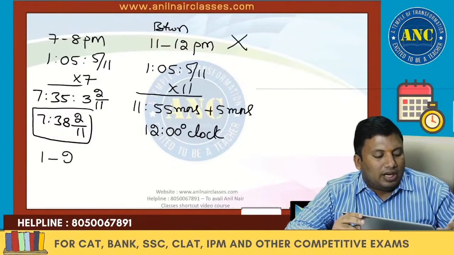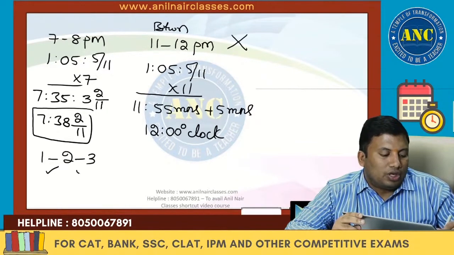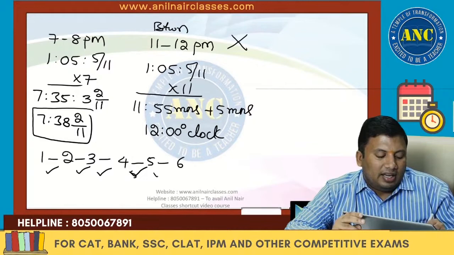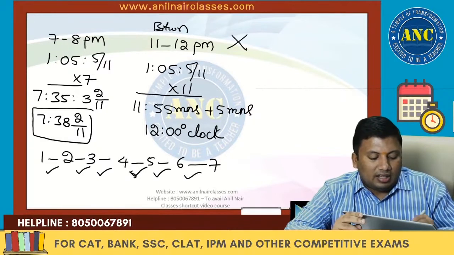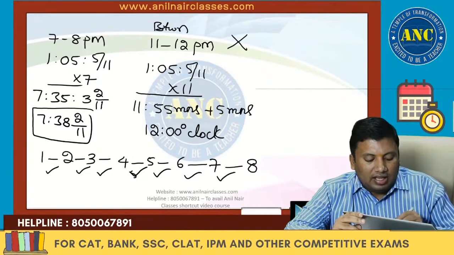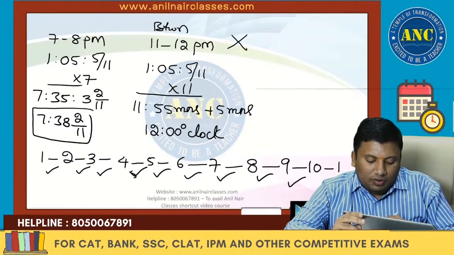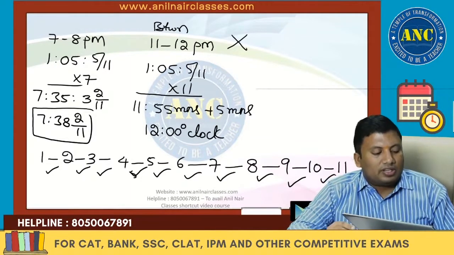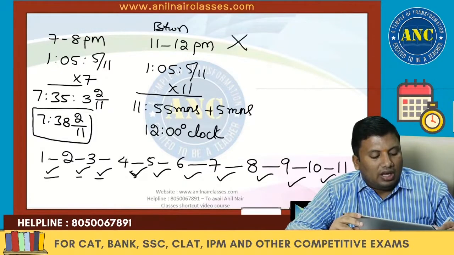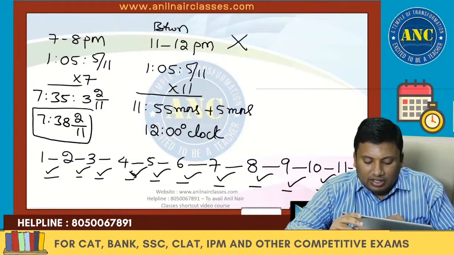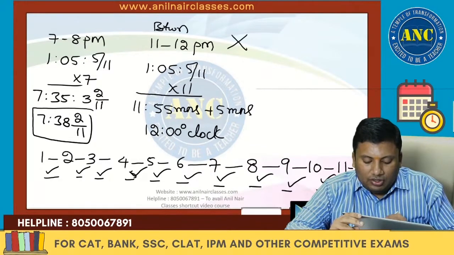1 to 2, there is a coinciding. 2 to 3, there is a coinciding. Here there is a coinciding, here there is a coinciding. 1, 2, 3, 4, 5, 6, 7, 8, 9, 10. Right? 11 to 12, between there is no coinciding.